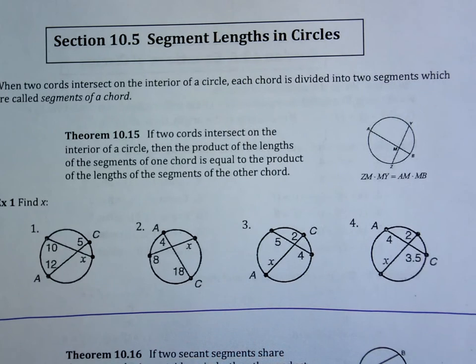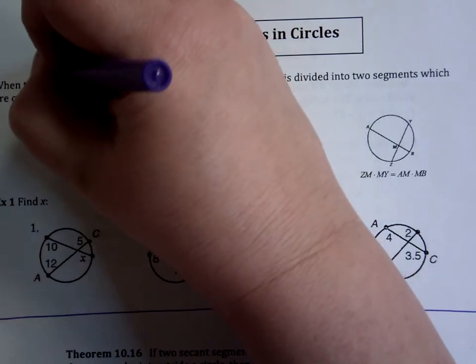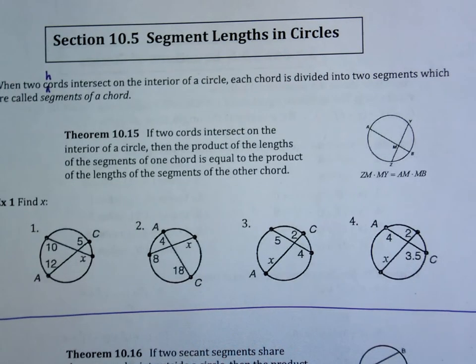It says, when two chords, and it's interesting, I think this might be British or something. Chords, there's no H. No, they spelled it right other places. When two chords, H, when two chords intersect on the interior of a circle.